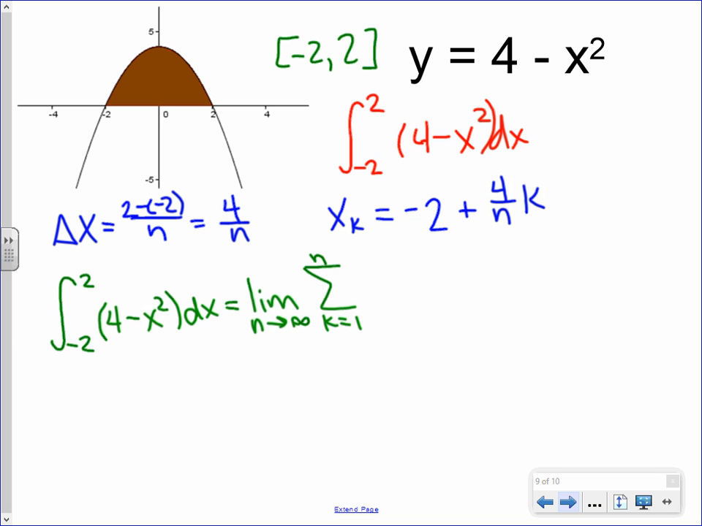Okay, so we have the limit as n approaches infinity of the sum from k equals 1 to n. What do we put inside our summation? Chris? 4 minus 2 over n k, whole. So this would be f of x sub k. So we plug this into our function and we multiply that by delta x.